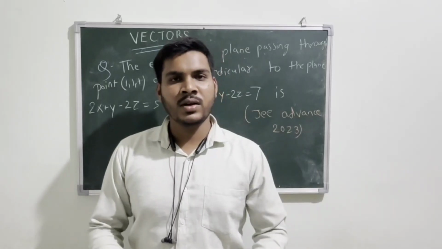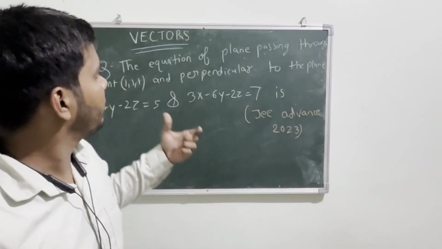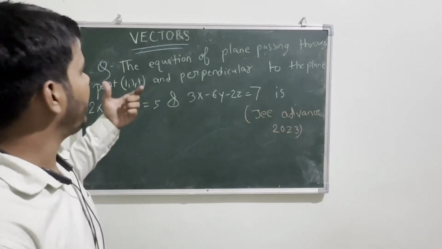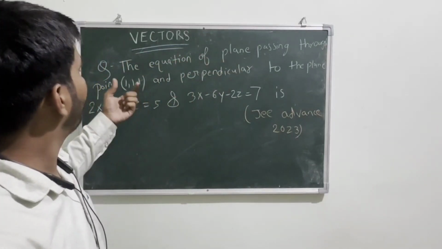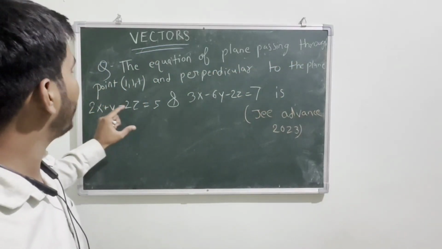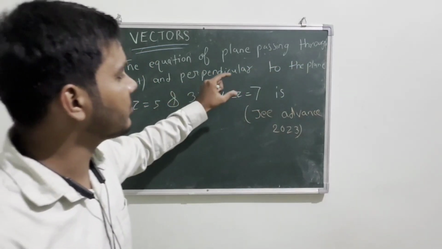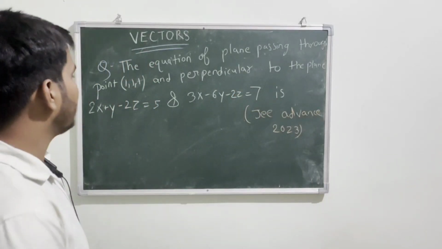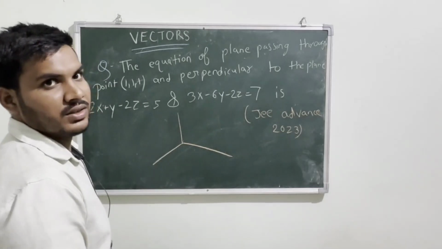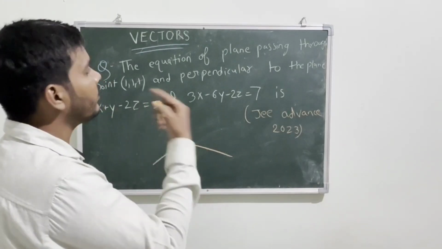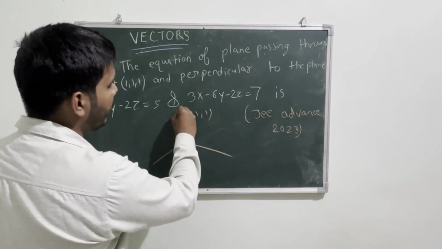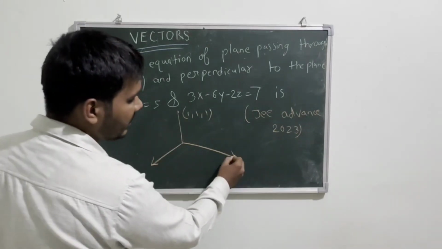Now the question is what kind of questions can come from this. So students, first of all, note this question. This is one of the questions asked in JEE Advanced 2023. Write down the equation of the plane passing through point 1, 1, 1, in Cartesian coordinates, and perpendicular to the planes 2x plus y minus 2z is equal to 5, and 3x minus 6y minus 2z is equal to 7. That means there are three planes, and these three planes are perpendicular to each other. So now we have to find the equation of a plane which passes through 1, 1, 1 and is perpendicular to this plane as well as this plane.